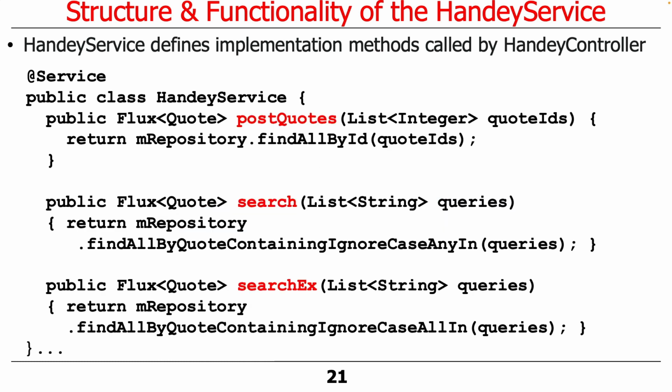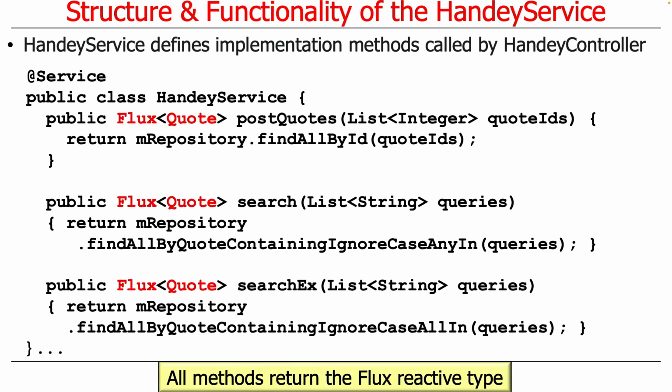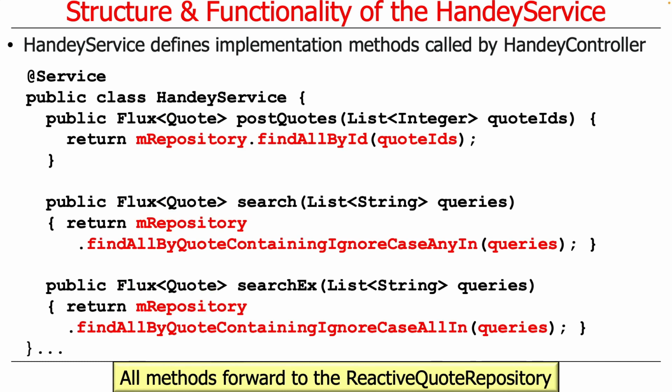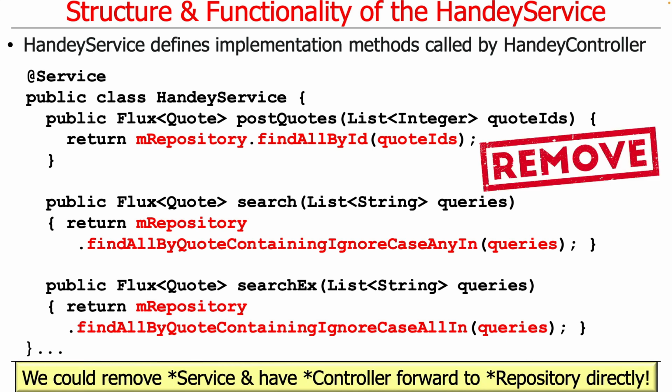Here's what the methods look like. They are very similar to the controller methods, and they return reactive types. And all they do is forward to the reactive quote repository, the Handey quote repository, to actually get those values in a reactive way. Now, because that's all they do, it would make perfectly good sense, in fact, I think I'm going to update this soon to do this, so that the Handey controller talks directly to the repository rather than being wired through a service. I'm still wrestling with whether to do that.